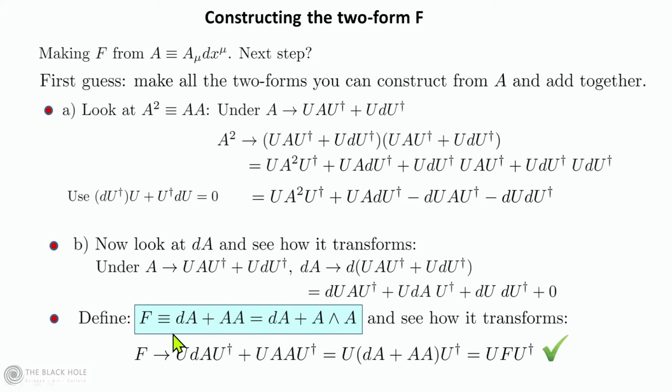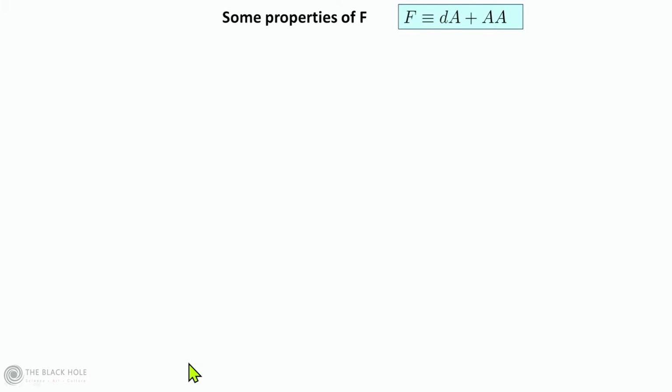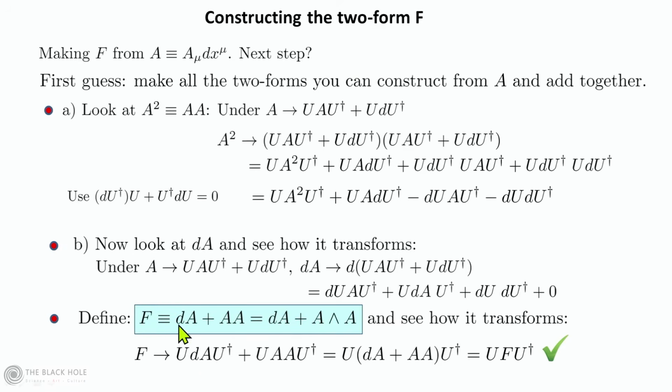Right, and then how does it transform? Well, when A undergoes this transformation, then see what happens to it. So F will go to... so we have F is dA, so apply dA to here, you'll get this, and then the next one, you'll get this, and so you get U F U dagger.